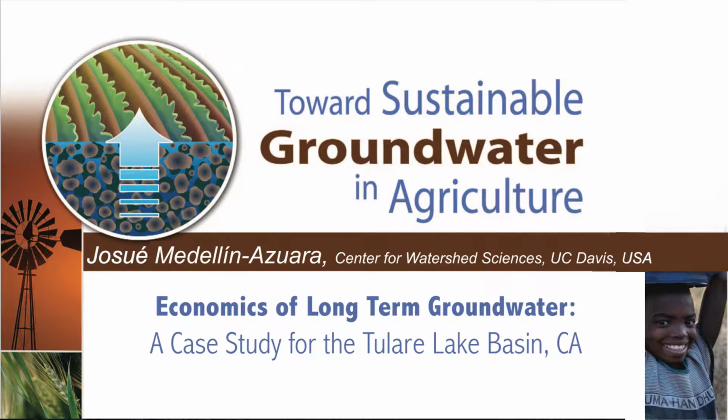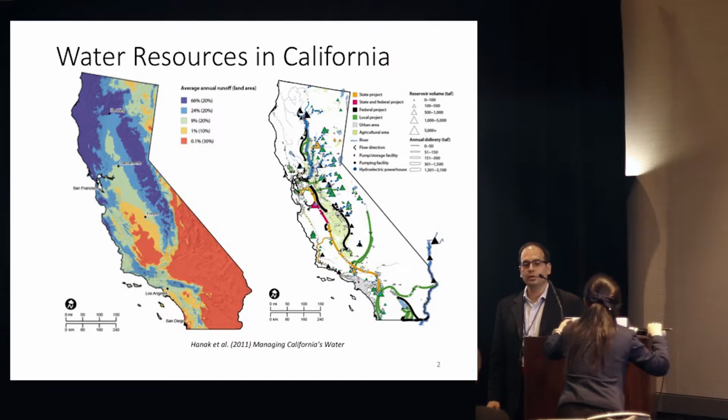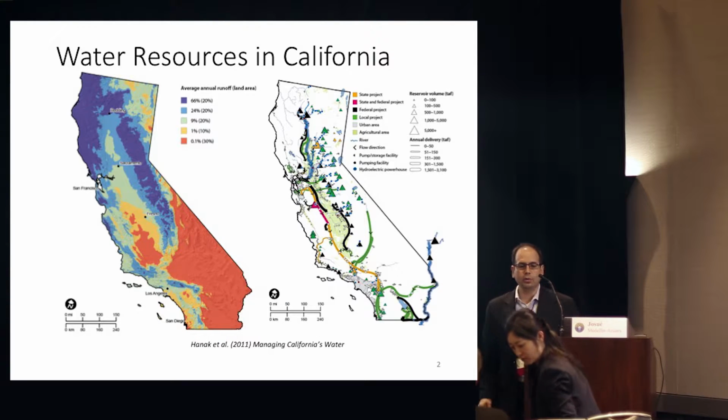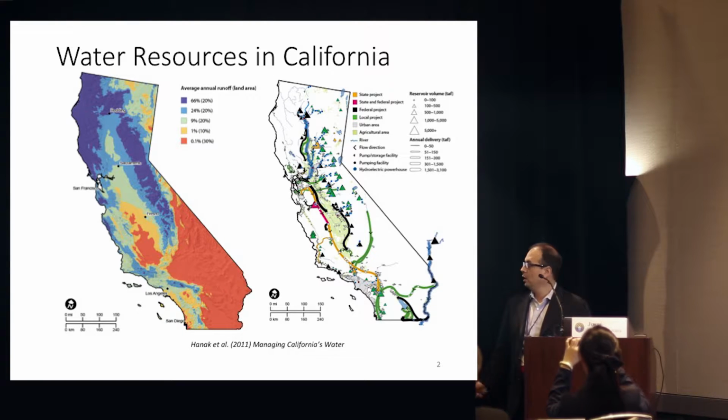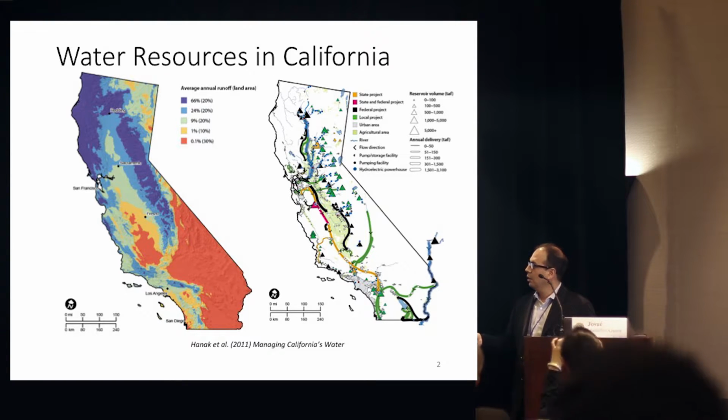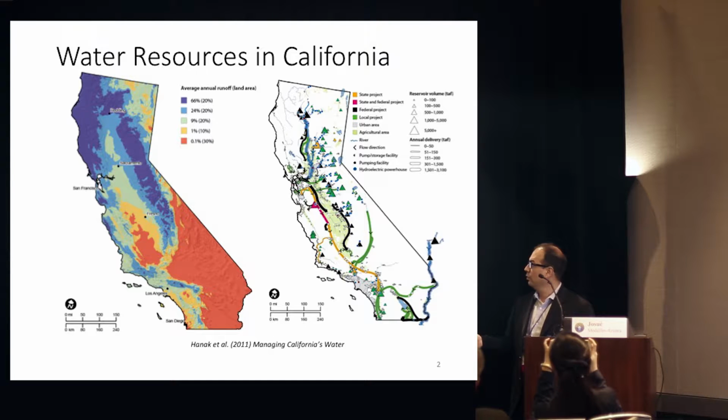I'm going to talk about a little case study on the Tulare Lake Basin and some thoughts on groundwater management, especially for agriculture in California. So this map shows, for those of you not familiar with the state, something very descriptive of the water resources supply and demand in California. We have this asynchrony in space and time in water resources supply and demand.